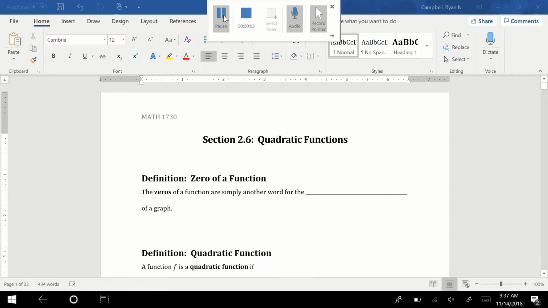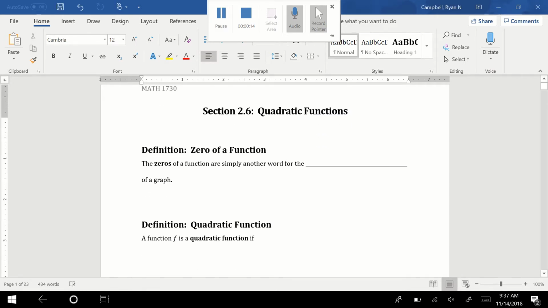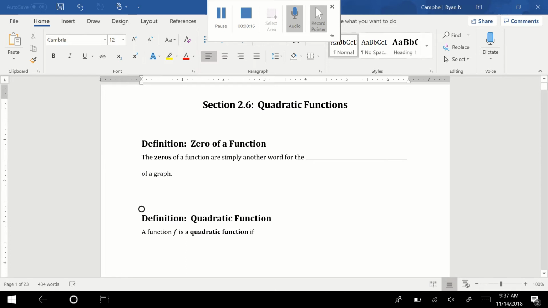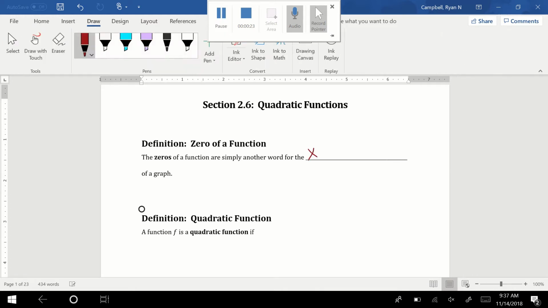All right, so we are starting again on 2.6 quadratic functions. As you can see, this is the section that we're going to be talking about. The first thing we have to talk about is a zero. We did talk about this in class, but just remember that a zero of a function is simply another word for the x-intercepts of a graph. So if someone says, find me the zeros, you can just find the x-intercepts, same thing.